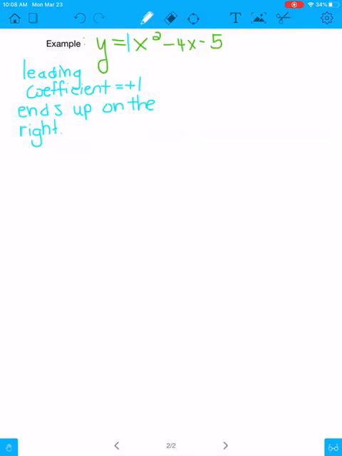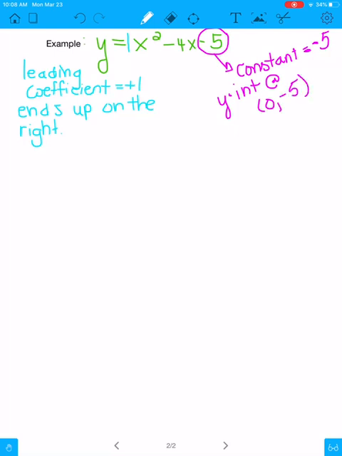The other thing we have to look at is minus 5, the constant. So we know we have a constant which equals negative 5, which means I have a y-intercept at (0, negative 5). If I want to sketch this graph, I need to find the minimum.